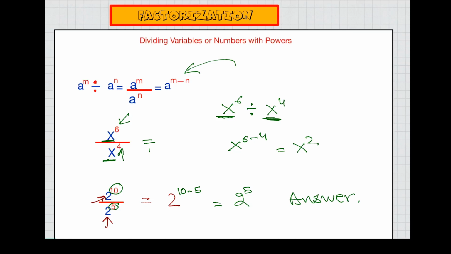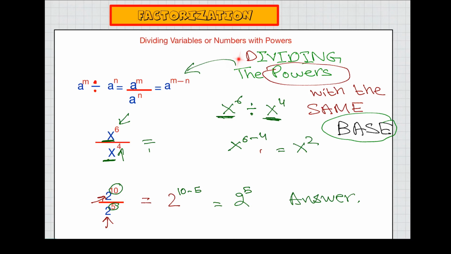two bases with the same power and you're dividing the two powers with the same base, please always remember, when you're dividing the powers with the same base, then all you do is subtract the powers. That applies to alphabets, letters, or numbers as well. So in the first example, we have x as a letter, same base with powers. All we did is basically subtract the powers. Same goes for the numbers part as well.